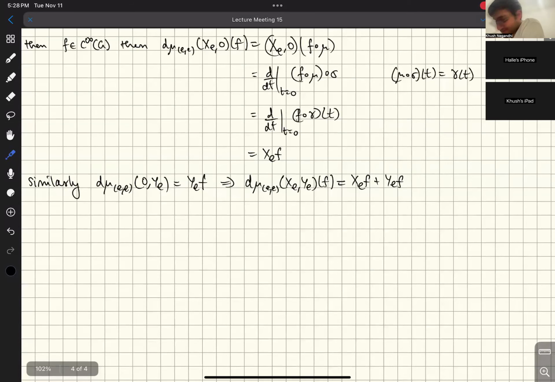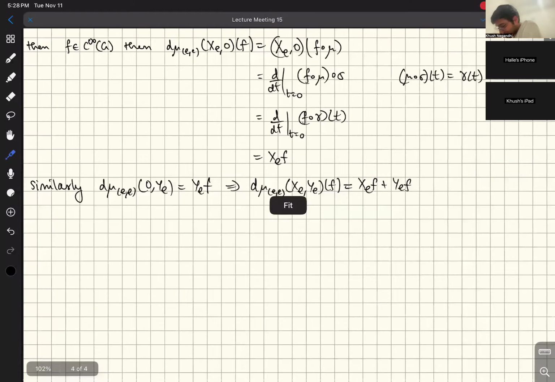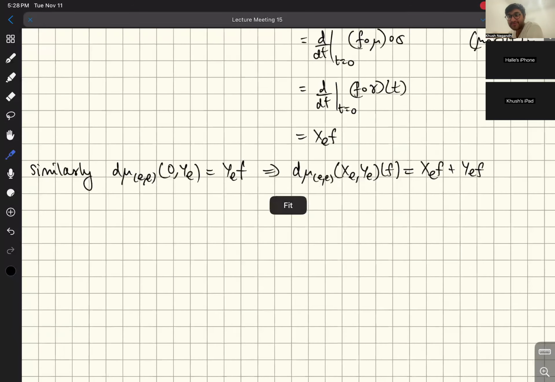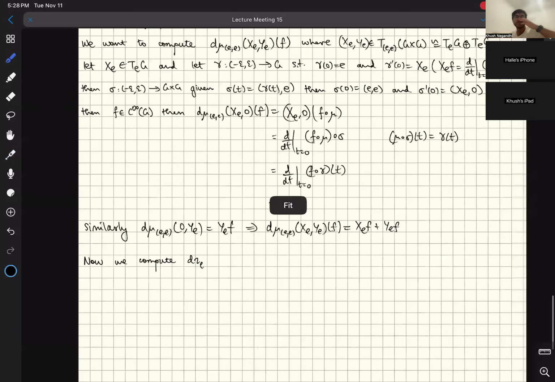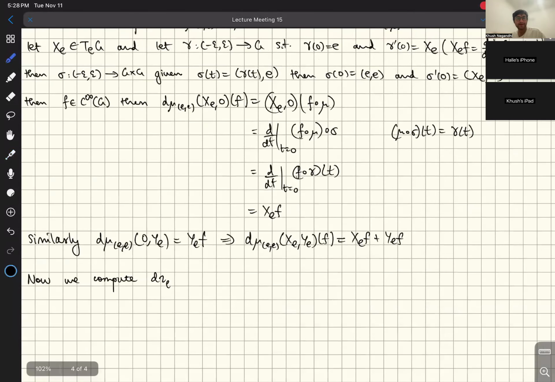Okay, so what I was saying is we can now compute the derivative of the inverse. Now we compute d iota e, and we do the exact same thing. But now we need to be a little more clever because we can make use of the multiplication map.